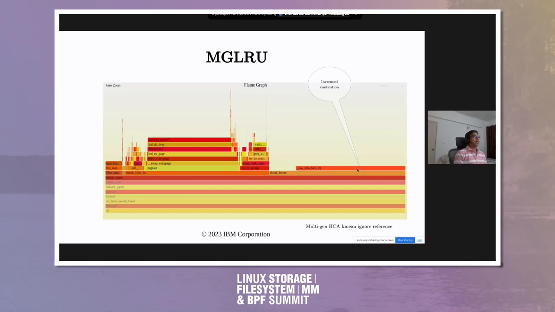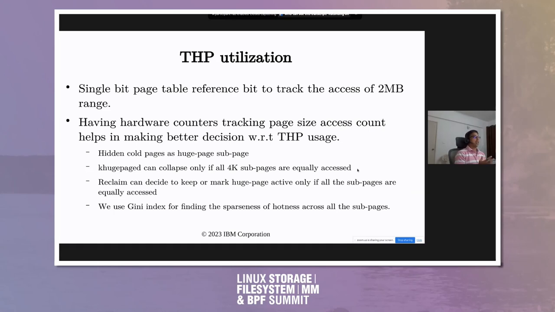Quickly going to the other area I want to look at, this is one area where I actually found a lot of benefit. One of the big challenges with transparent huge pages is the utilization of the huge page. We have a single bit in the page table entry, which tracks the access to the 2MB. But there can be access scenarios where not the entire 2MB is accessed in a uniform fashion, right? There can be a lot of hidden cold pages inside a huge page, hiding as sub pages, right?